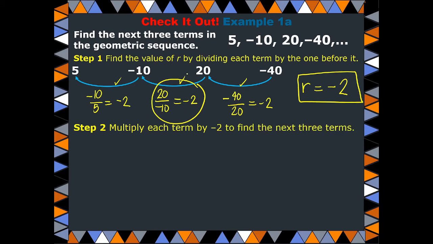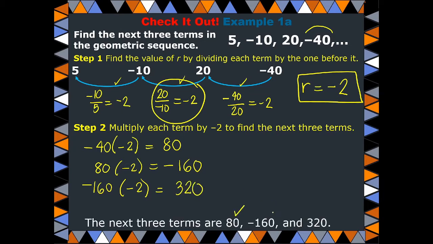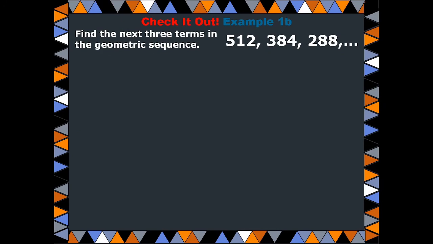Next, step number 2. Multiply each term by negative 2. Our last term in the given is negative 40. Negative 40 times negative 2 is positive 80. Positive 80 times negative 2 is negative 160. Negative 160 times negative 2 is 320. So the next three terms are 80, negative 160, and 320.